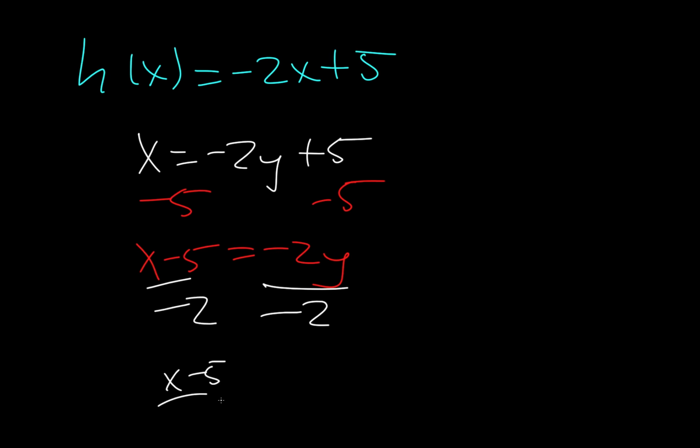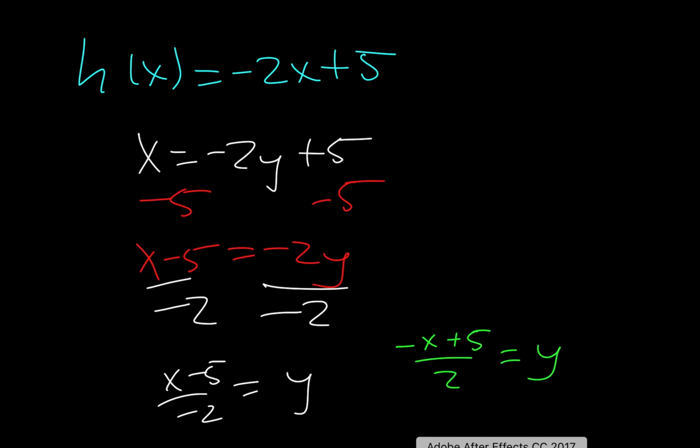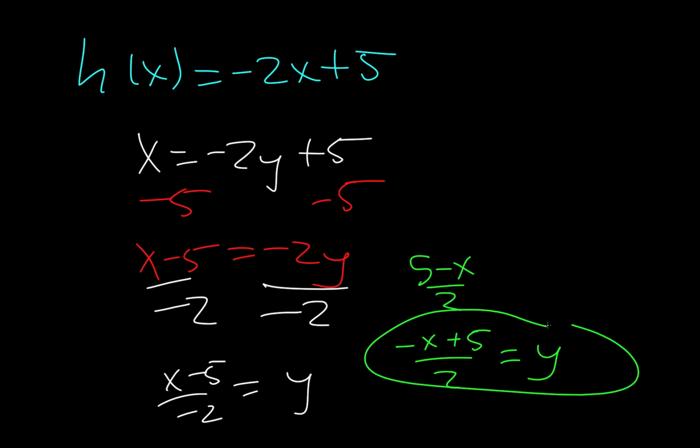X minus 5 over negative 2 equals y. Now that's acceptable, but a negative on the bottom is kind of ugly. So I'm going to distribute that up and get negative x plus 5 over 2. If you wanted to swap these, you could: 5 minus x over 2. This is fine though. And that still equals y.